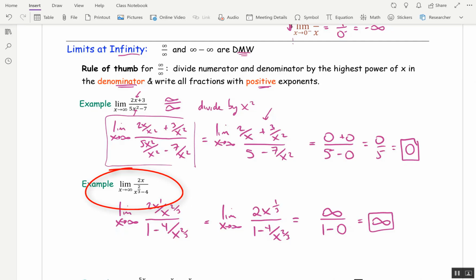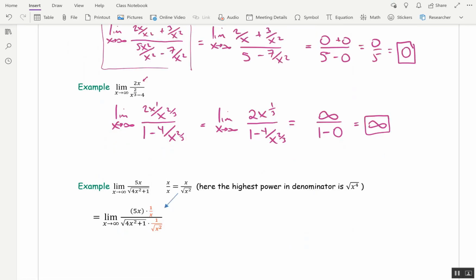And note here for future reference, the degree of the numerator was bigger than the degree of the denominator. So at the race to infinity, the numerator's winning out, and it's growing much faster than the denominator. Next one has a square root in it.